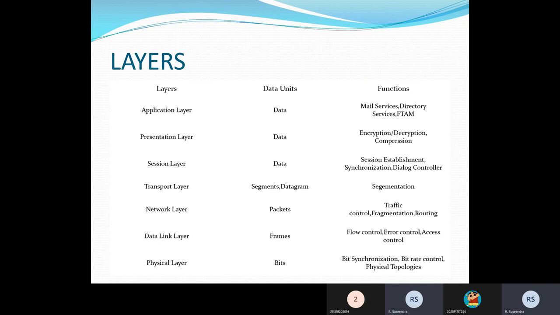Session establishment, synchronization, dialog controller. So the biscuit packet goes to session establishment. I'm going to give the packet to my friend. Session establishment is the initiating step. The message is ready to send and is going to be received at the receiver side. When the session is open, the message will pass from sender to receiver. Session establishment is the gate between the sender and the receiver. If the session is open, the message will be forwarded to the receiver.